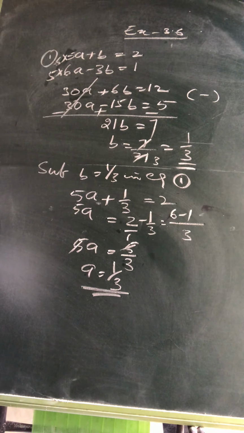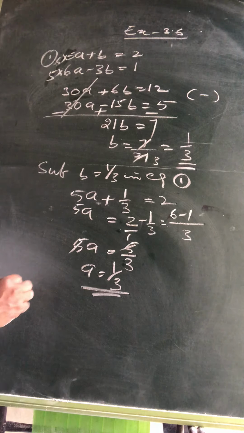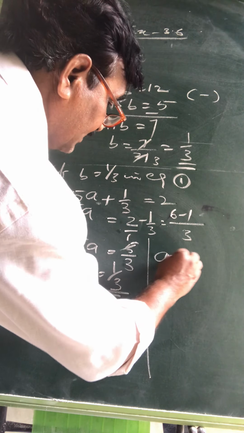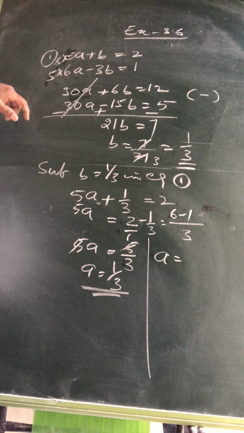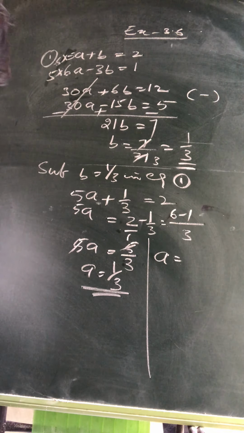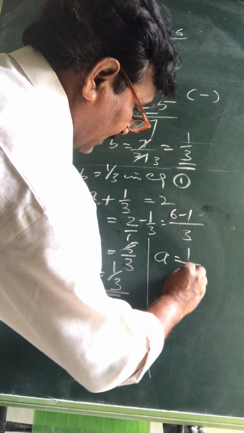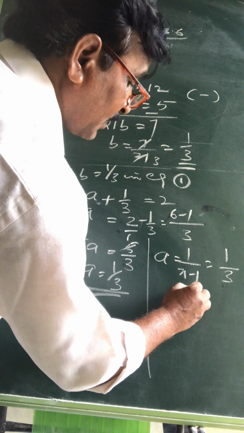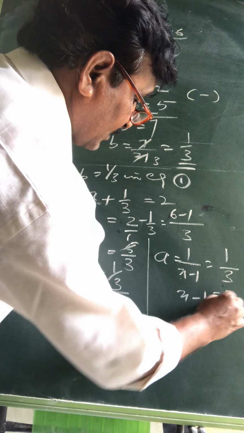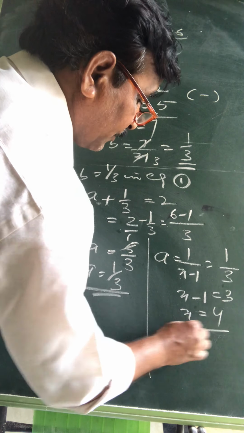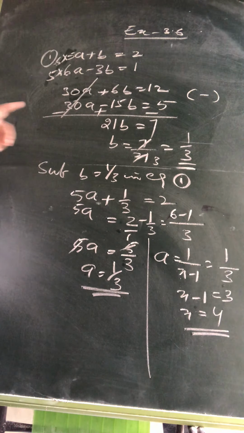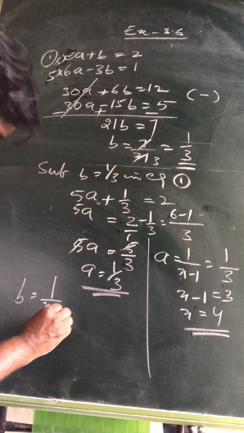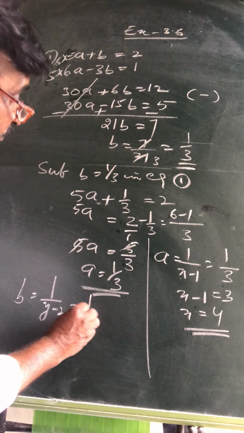Here you got a, and here you got b. Now you have to substitute the values of a and b. As a is equal to 1 by 3, what was denoted by a? 1 by (x minus 1). So 1 by (x minus 1) is equal to 1 by 3. So x minus 1 is equal to 3, and x is equal to 4. And whereas b, what is b here? 1 by (y minus 2) is equal to 1 by 3.